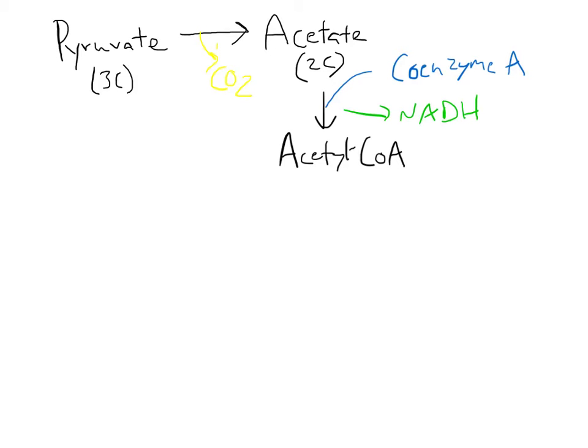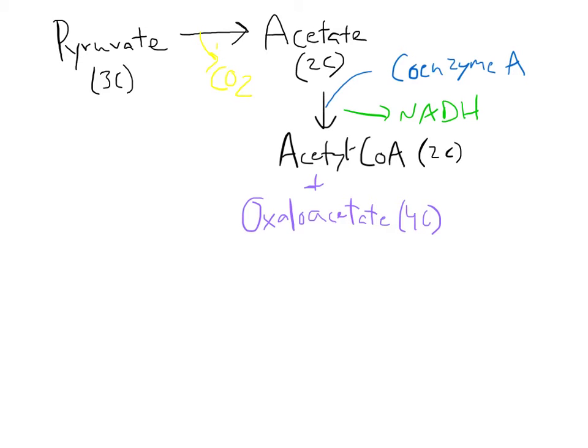Now, acetyl-CoA, which still has 2 carbons, is able to enter the cyclic part of the Krebs cycle. And the way that it will do that is it will join with a 4-carbon molecule called oxaloacetate. Oxaloacetate. And that has 4 carbons.